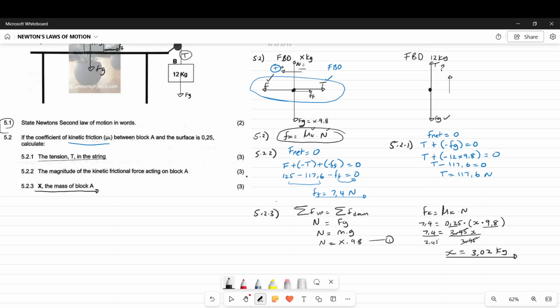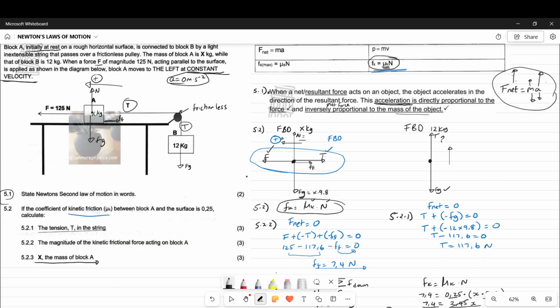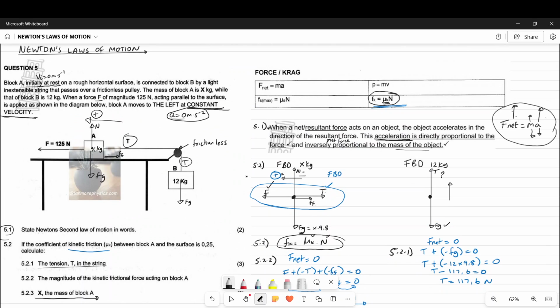So guys, please make sure whenever you're working with Newton's laws, the most important thing is free body diagram. Without your free body diagram, you won't be able to answer these questions.